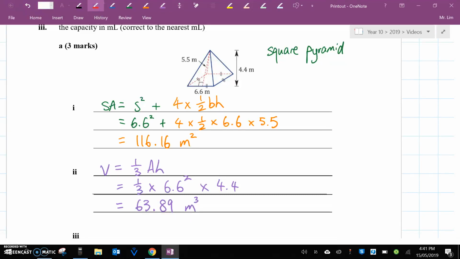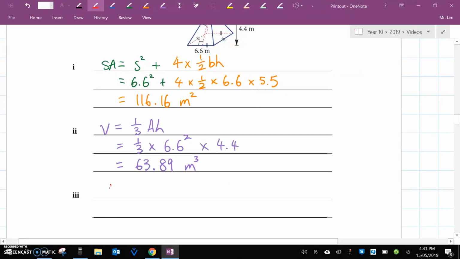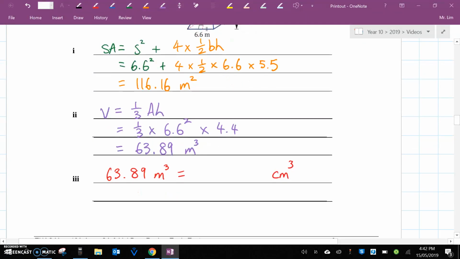To convert this to a capacity in milliliters, 63.89 meters cubed is equal to how many centimeters cubed? Because when we convert it to centimeters cubed, it will be an easy conversion to milliliters. It's a one-to-one conversion. So to convert meters cubed into centimeters cubed, we need to times it by 100 cubed. Okay, remember kilometers cubed, meters cubed, centimeters cubed, and millimeters cubed. We have this conversion chart.